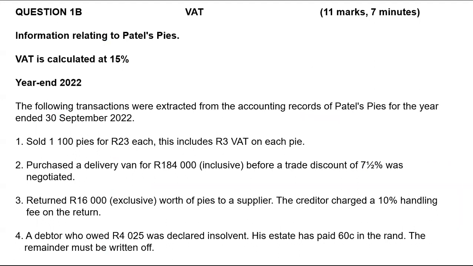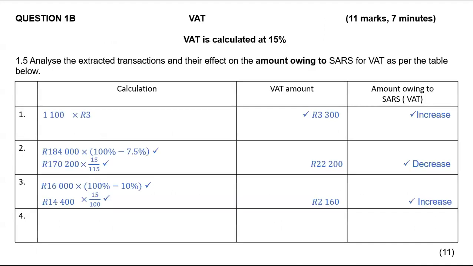Number 4, a debtor who owed 4,025 was declared insolvent. His estate paid 60 cents in the Rand. The remainder must be written off as bad debts. Expense results in VAT input, but I'm not there yet. We first have to calculate the expense, which is bad debts. Bad debt reduces VAT output.